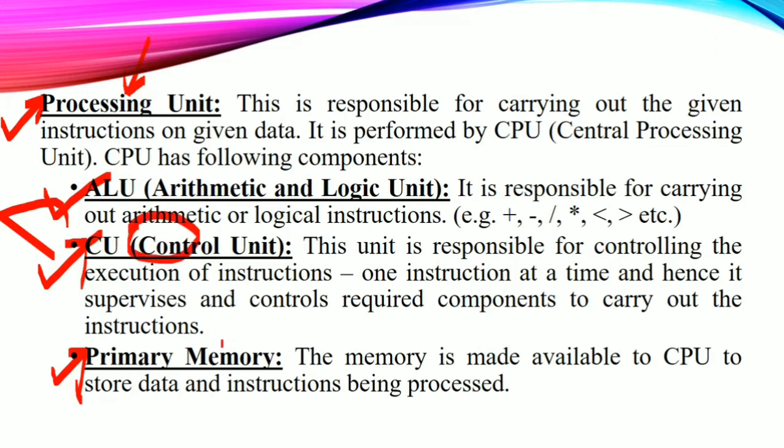Then next we have this primary memory. This primary memory is made available to the CPU so that it can store the data and instructions which are being processed. This primary memory is generally temporary in nature, so it means it is not permanent. There is a part of this primary memory which is temporary in nature and that is not permanent.